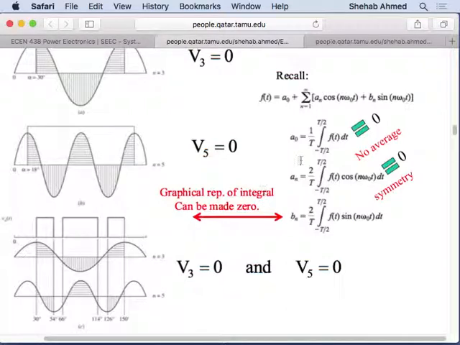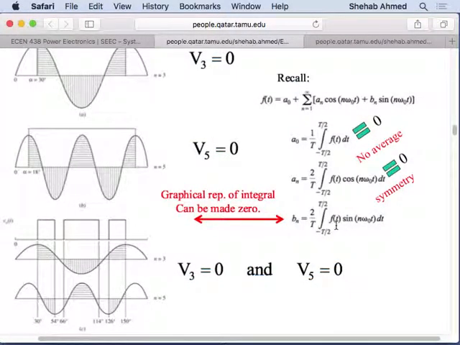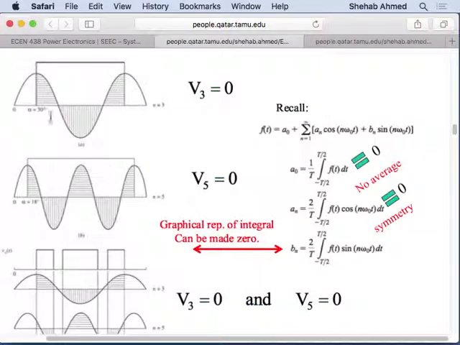So let's say we get rid of our ANs and average value because these are AC waveforms, and we're only left with this integration for the Fourier series. Integration is graphically nothing but the area under a curve. So this is the area of my function f of t multiplied by sine n omega t. What is my function? My function is a single pulse per cycle.